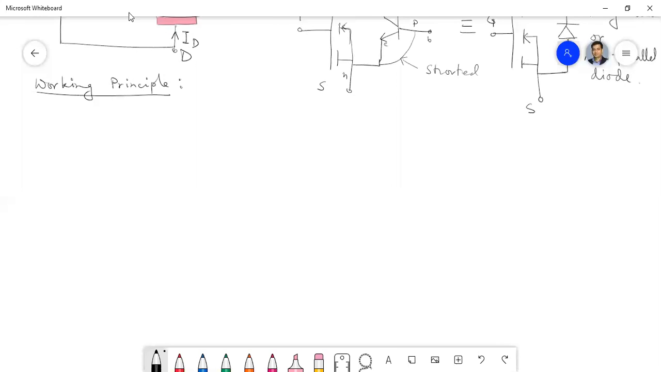Do you have any doubt on whatever we have discussed today on power MOSFET?